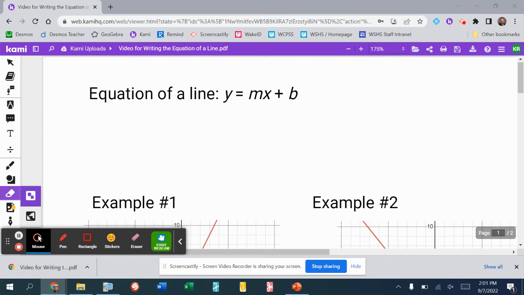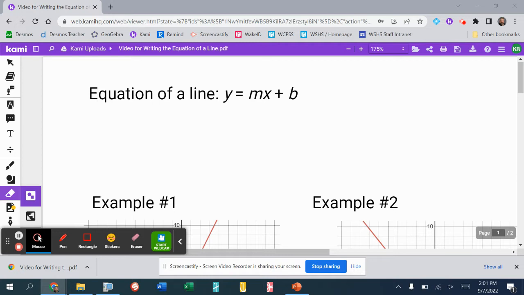All right, this video is to demonstrate how to write the equation of a line. You should take notes on this video in your notebook so you can reference them later. If you lose your notes, this video will always be in Canvas for you to come back and look at later. So, since we're writing the equation of a line, let's just quickly review.